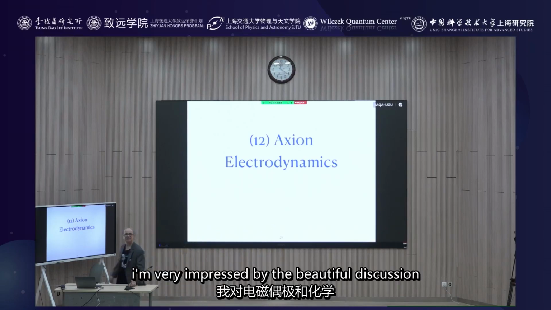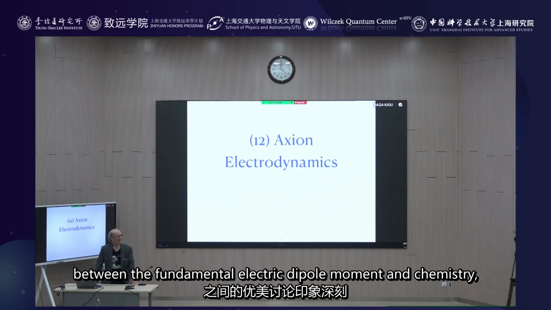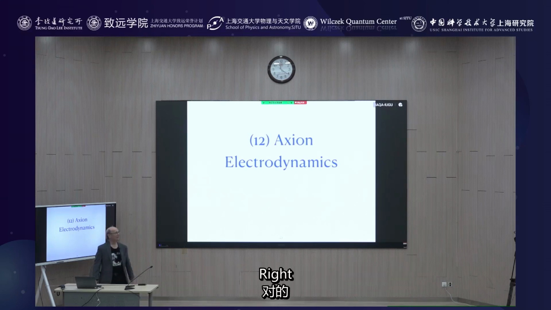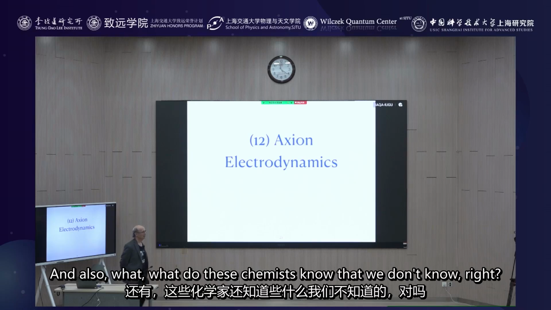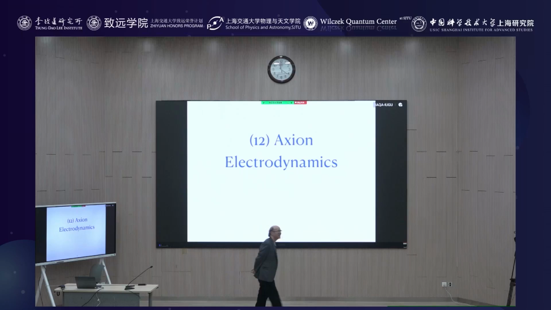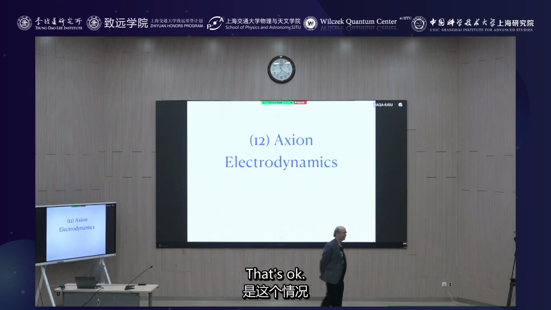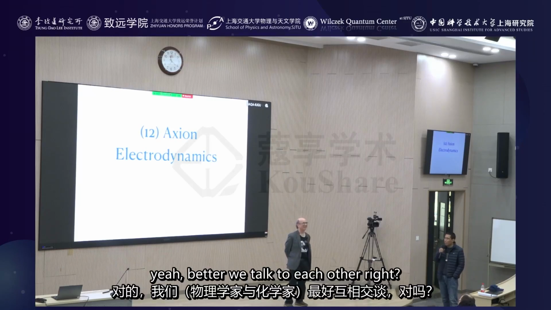Yeah, I'm very impressed by the beautiful discussion between the fundamental electric dipole moments and chemistry. Yeah, me too. It took me a long time to figure that out. It really bothered me. Right. And what the heck? What do these chemists know that we don't know? Right. So it turns out they do know things we don't know, but they don't know it. Yeah, that's okay. Yeah, better we talk to each other.